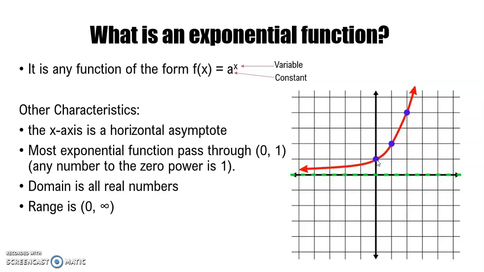And domain is going to be all real numbers. You're allowed to raise any number to any power that you want. So domain is all real numbers, and the range is going to be from the x-axis all the way up to positive infinity. And again, that could change based on any transformations you do. Now, I made a separate video on how to graph exponential functions, but we're going to look at other applications of exponential functions. So let's take a look at example 1.